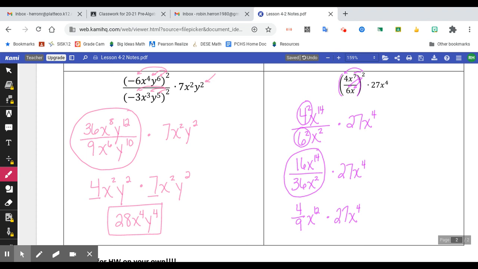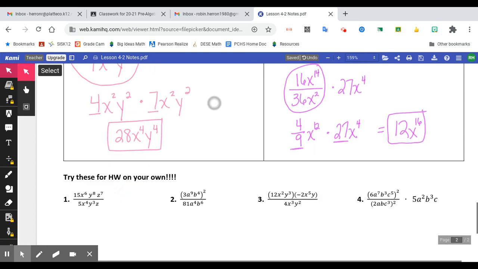Okay, just like normal, these two are going to be multiplied by each other. So 4/9 times 27 equals 12. And then multiplication means we add. So 12 plus 4 is x to the 16th. Okay, do one part at a time.